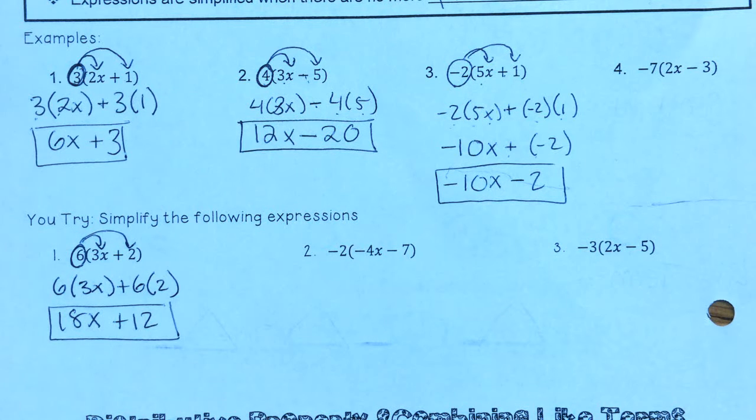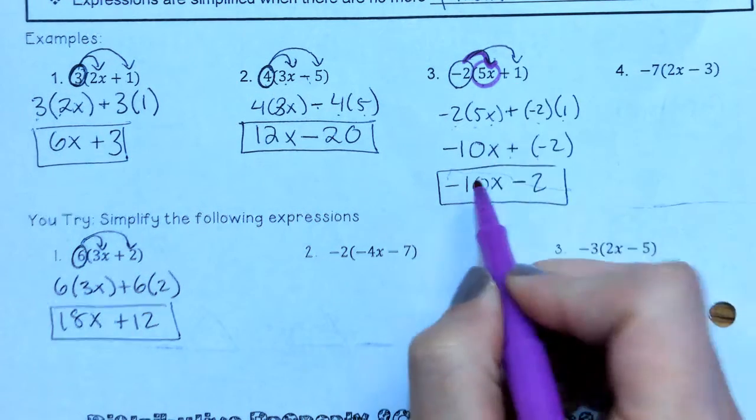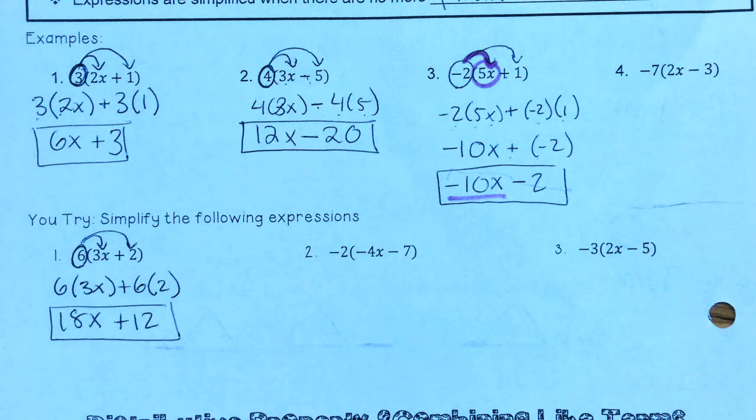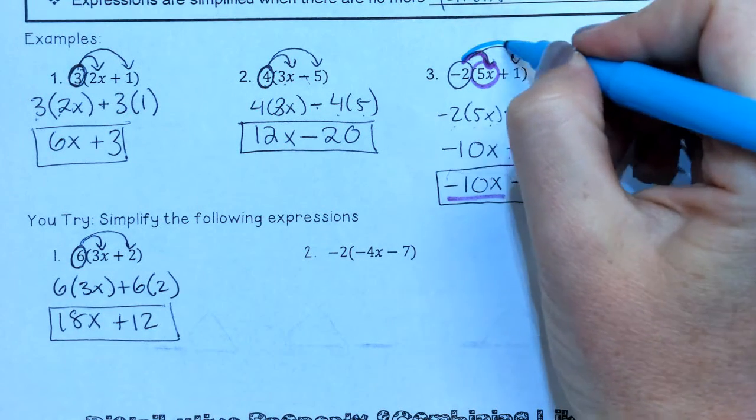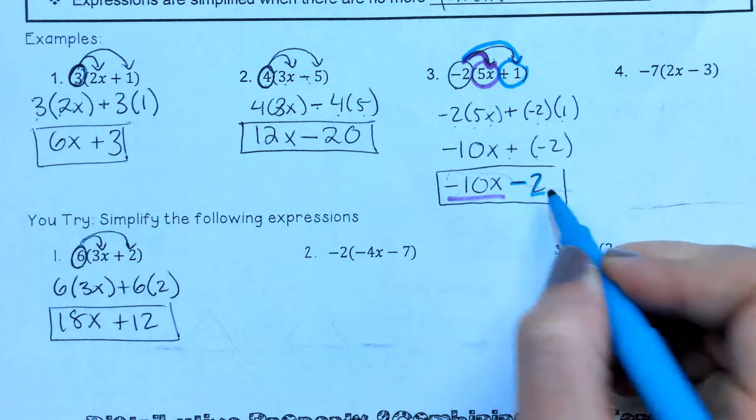If you're very comfortable with combining like terms, you could have jumped straight to this step. Negative 2 times 5x is negative 10x. And negative 2 times positive 1 is negative 2.